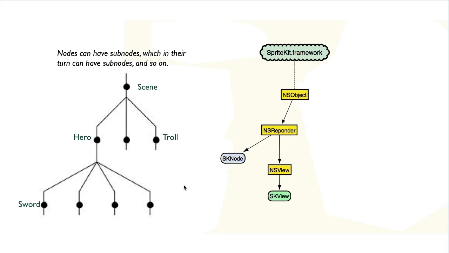And one thing that is important is that properties propagate down the subnodes. So if we make the hero twice as large, the sword gets twice as large as well. If we move the hero, the sword follows along. If we make the hero invisible, the sword becomes invisible as well.